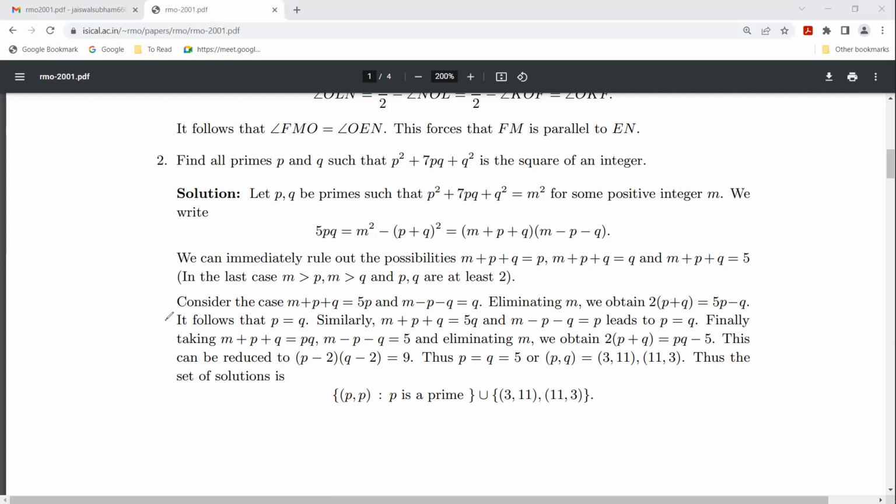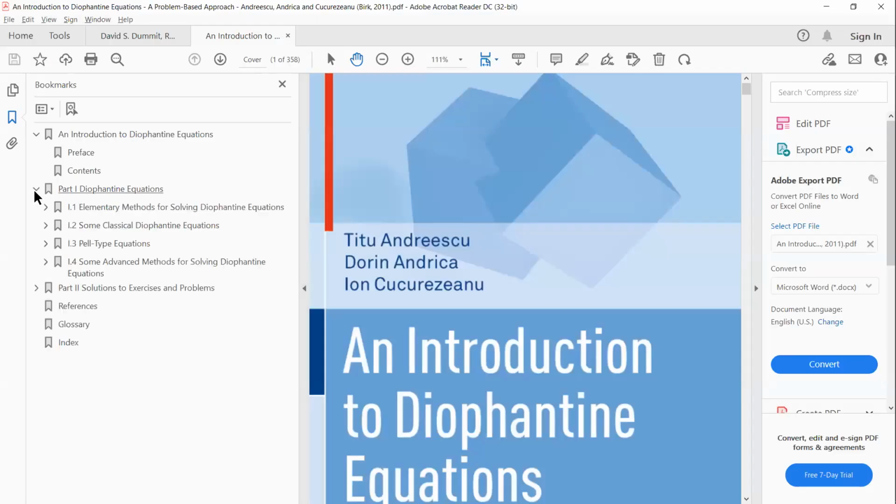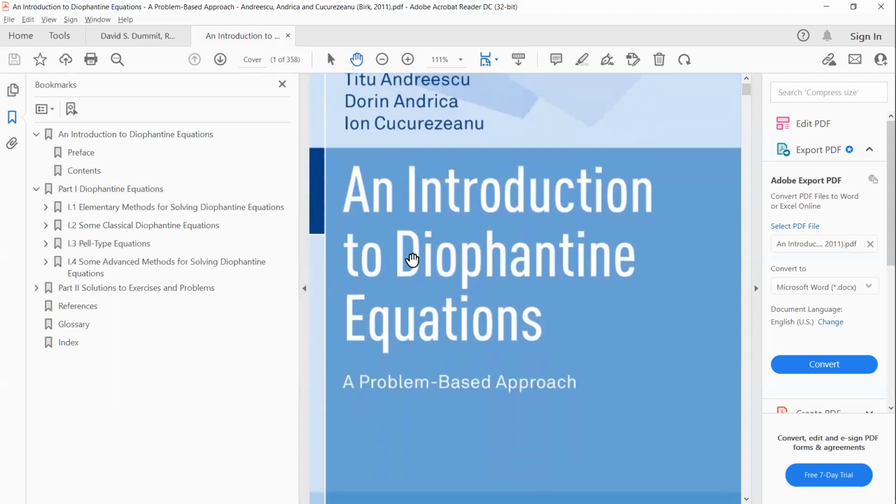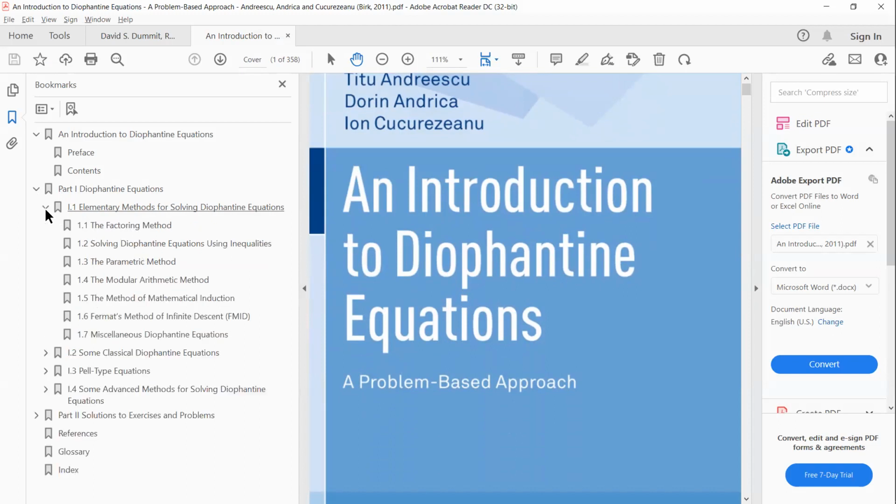So there is a book, and at this point, I could tell you to do certain problems. You can just download this book online. Go to the section on elementary methods, and the most relevant one here is the factoring method. Don't look at the other methods first. Only focus on the factoring.